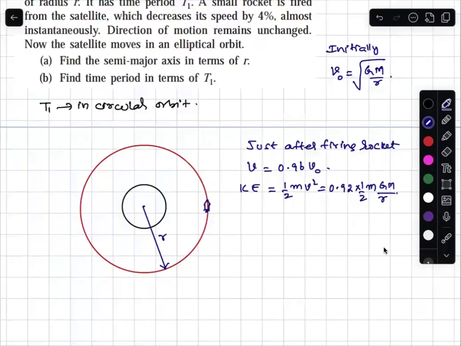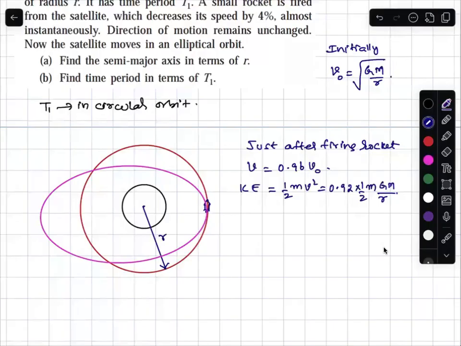Can I apply the kinetic energy to potential energy, total energy relation here? Wrong. That is applicable only for circular orbits. This is no longer a circular orbit. It is an elliptical orbit. And that too, this is slow. This is a lesser velocity. So actually, it might go in a path like this after that. So I am assuming.